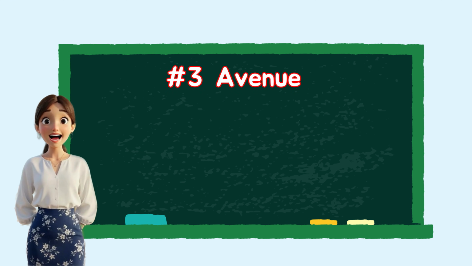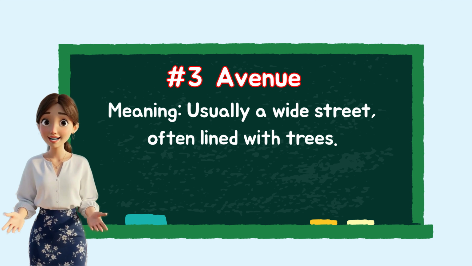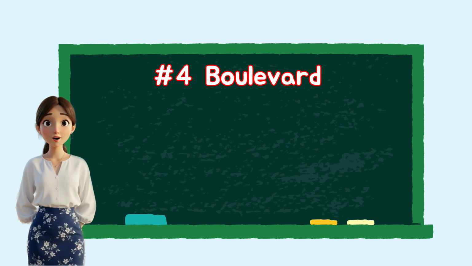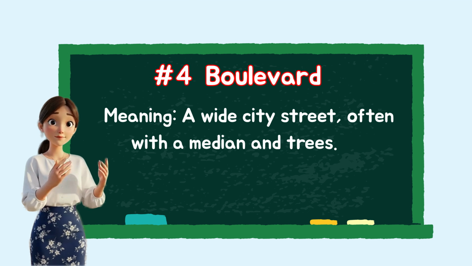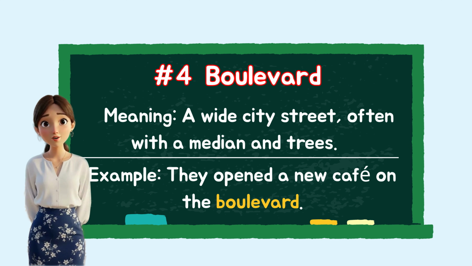Number 3. Avenue. It means usually a wide street, often lined with trees. Example, the hotel is on Park Avenue. Number 4. Boulevard. It means a wide city street, often with a median and trees. Example, they opened a new cafe on the boulevard.